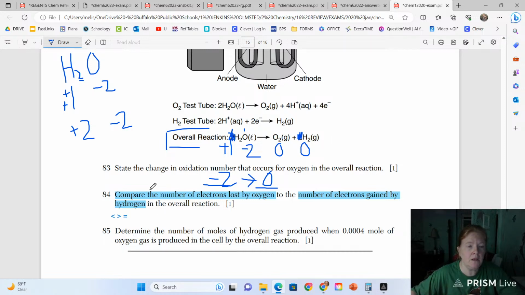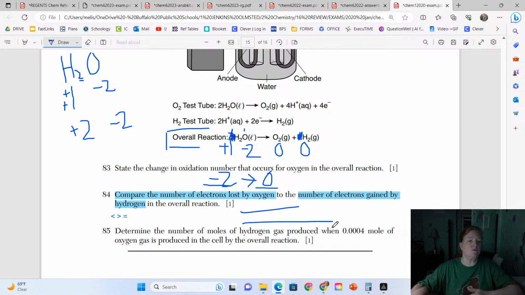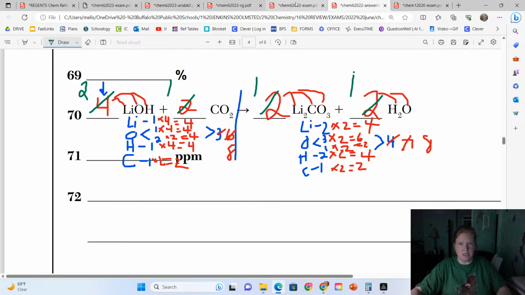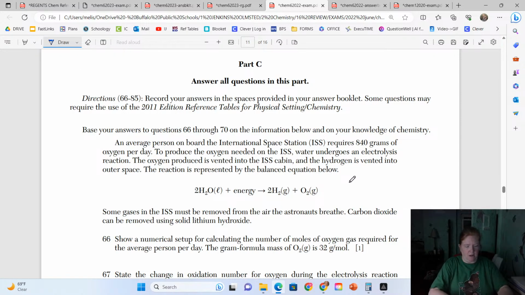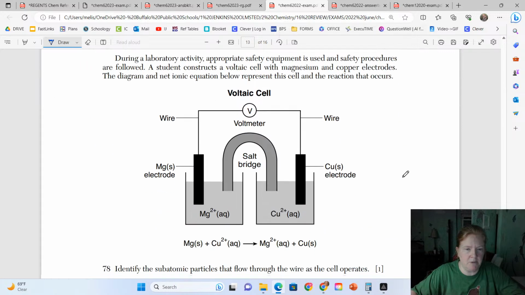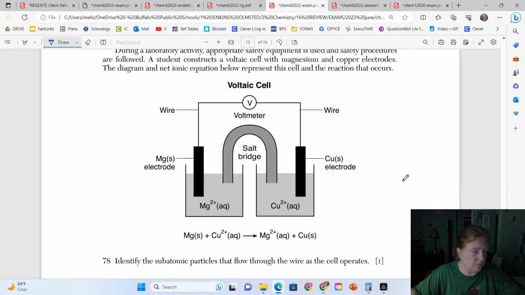Okay. So compare the number of electrons lost by oxygen to the number of electrons gained by hydrogen. This is real simple, do you remember this about redox? The number of electrons lost has to be equal to the number of electrons gained. All right. So let me see if this exam has another one. Here we go. This one is better. This is more common, a voltaic cell. So let's look at this one.